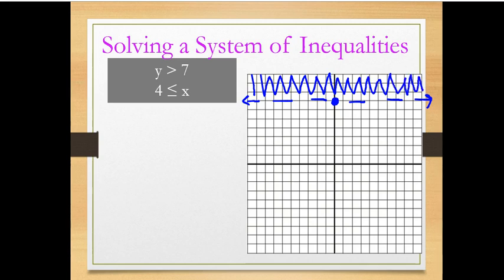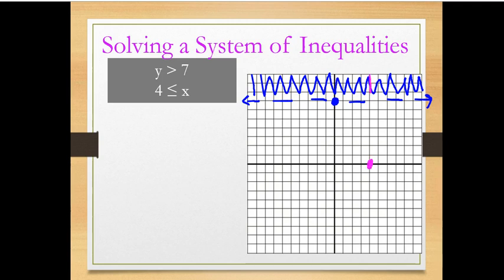Okay? Looking at the next one, it is x is less than or equal to 4. Or 4 is less than or equal to x. I'm sorry. So x is actually greater than or equal to 4. Okay? So I'm going to come over here on the x-axis. We know when we have x is equal to a value, it's a vertical line, right?